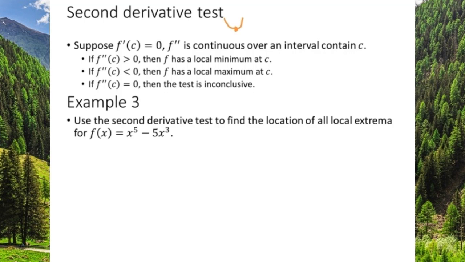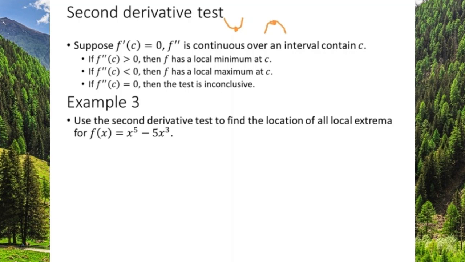On the other hand, if f double prime of c is negative, then our function has a local maximum at x equals c. This is because wherever our second derivative is negative, our function is concave down, meaning c would be the location of a maximum. There is one problem with the second derivative test. That is, if f double prime of c is 0, the test is inconclusive.